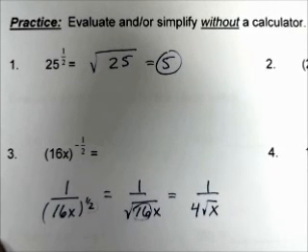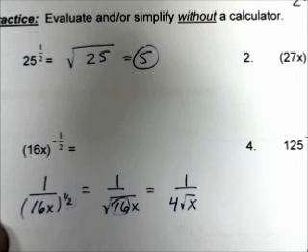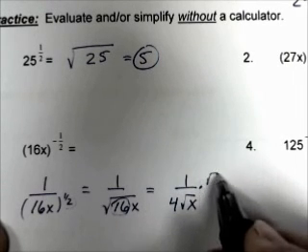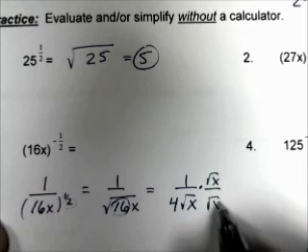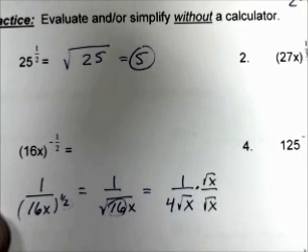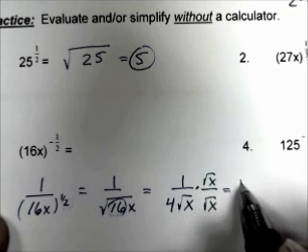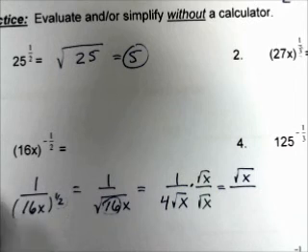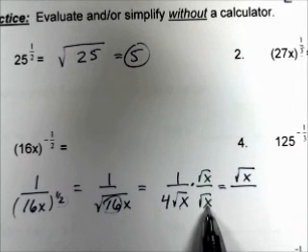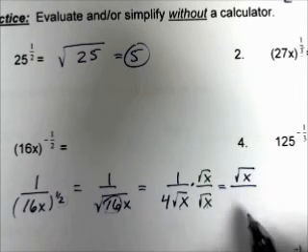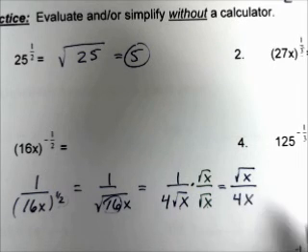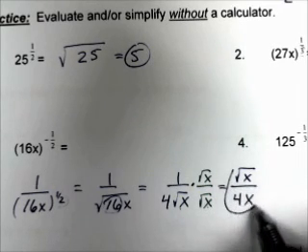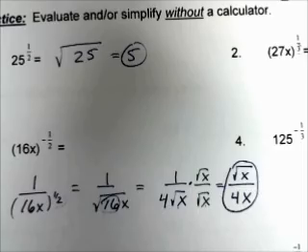Can we keep a radical in a denominator? Well, for good practice, let's rationalize the denominator by multiplying by the square root of x over square root of x. Our result is the square root of x over, remember, square root of x times square root of x is going to leave us with x. So the square root of x over 4x.